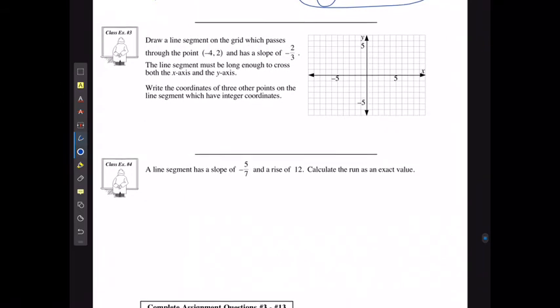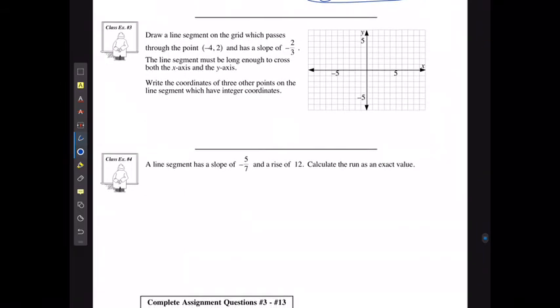All right. If it wants us to draw a line segment on the grid which passes through the point of -4 and 2, I'm going to start by finding the point of -4 for x and 2 for y. And there's my starting point. And I want to have a slope of -2/3. What that means is I need to start at this point and I'm going to go down 2 and I'm going to go right 3 to get to the next one.